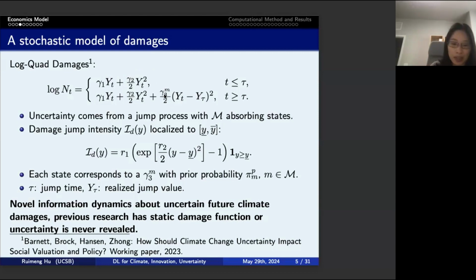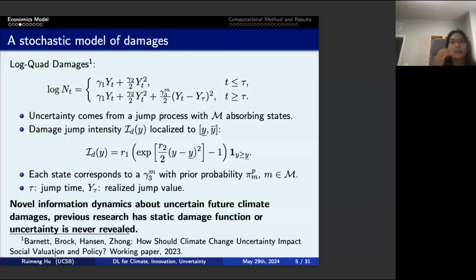As the temperature anomaly gets higher and higher, you have this additional quadratic term, which adds more curvature to the damage function. We think this modeling is novel because it involves uncertainty about future climate damages. Previous research always considered a deterministic or static damage function, a function of y or some other process, and the uncertainty was never considered.